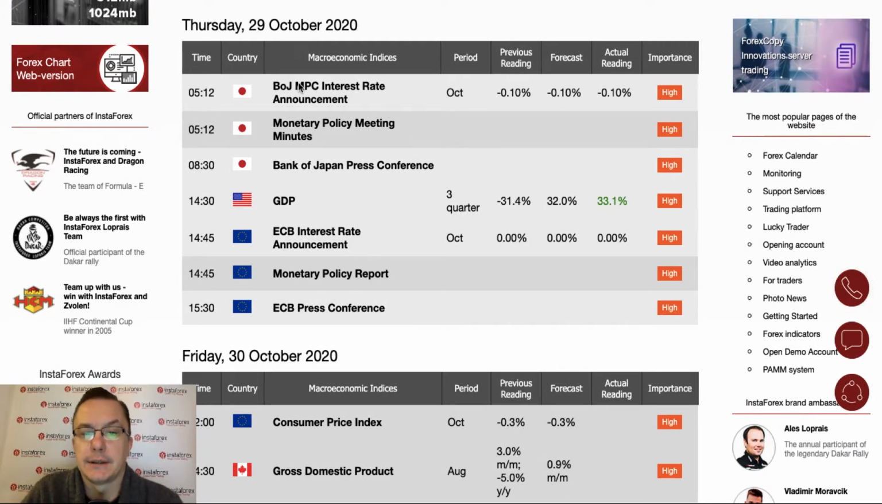We got the interest rate decision from Bank of Japan and ECB as well, and then we got the GDP from the United States. As you can see, GDP has beat the expectations by printing 33.1%, and the forecast was 32% only. So we are going to review this data, and we are going to take a look at the technical picture of the euro dollar and dollar to yen.